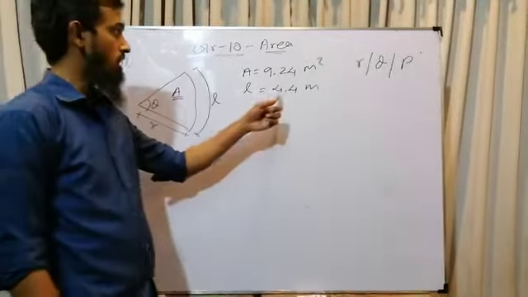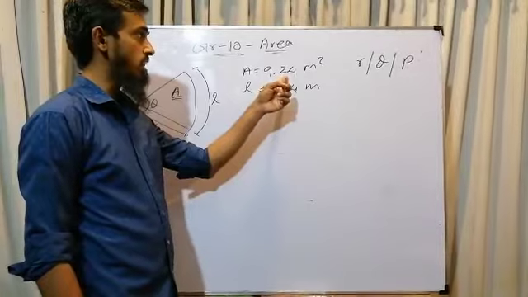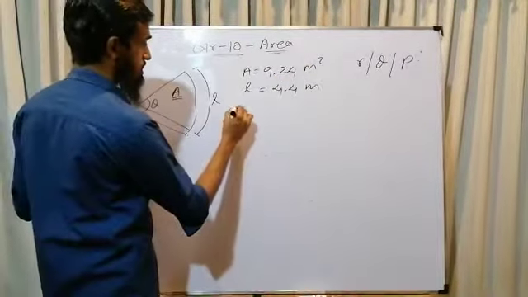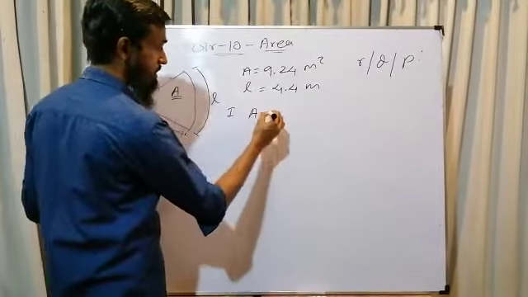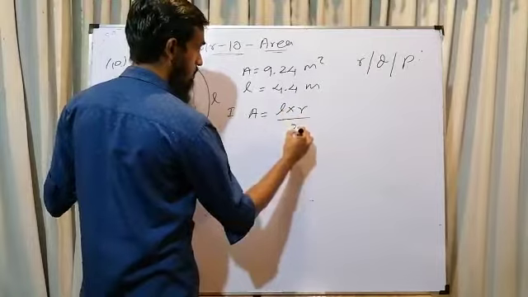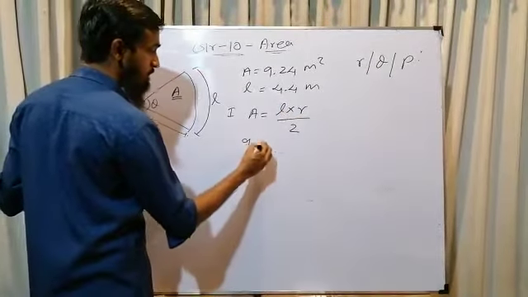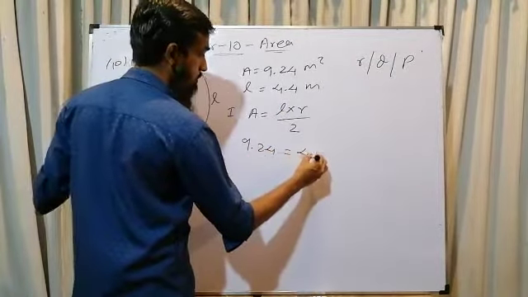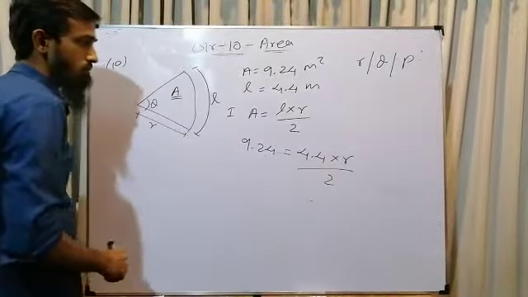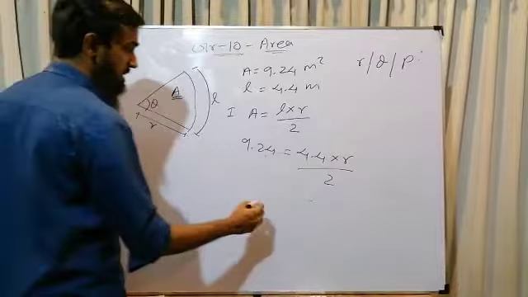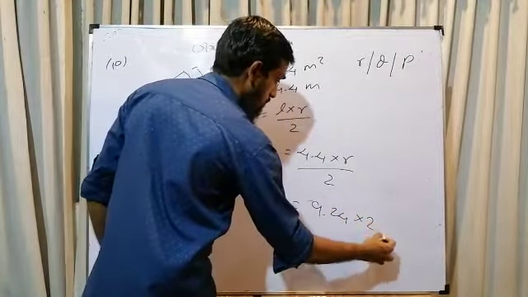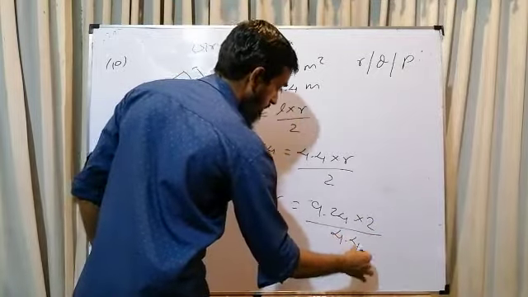So we have a connection between area, arc length and radius. We have the arc length, we have the area. So first of all we can find the radius. First we can use the equation we gained from the 8th question, L into R over 2. Area is 9.24, it's 4.4 R over 2. Okay, so subject the R, 9.24 into 2 over 4.4.